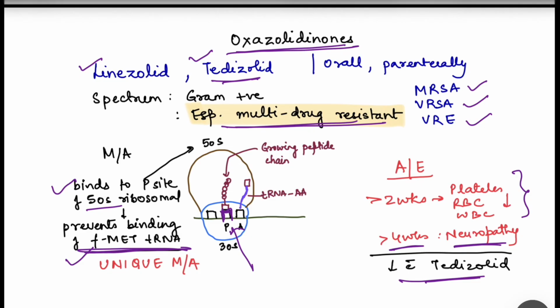Also, these drugs can be given both orally and parenterally. We saw streptogramins, they are given only IV, right? So that was about lincosamides, streptogramins and oxazolidinones.